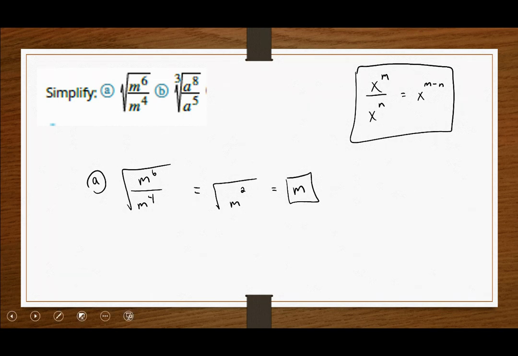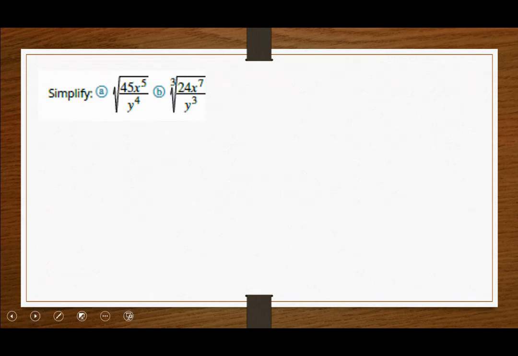Now let's combine the two ideas. Here's some scenarios where I have both a numeric value involved as well as some variables. Let's take a look at part A. So I'm asked to find the square root of 45 x to the 5th and y to the 4th. Unlike the other cases, there's not really anything that I can do to reduce the fraction, and so I can immediately apply my quotient rule.